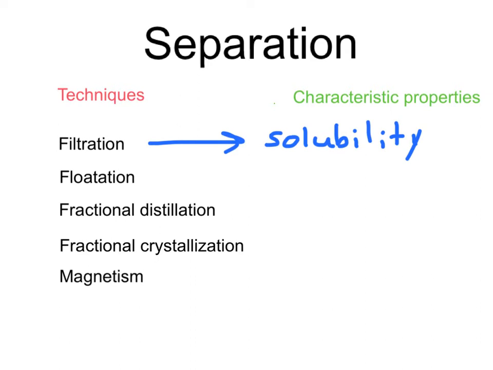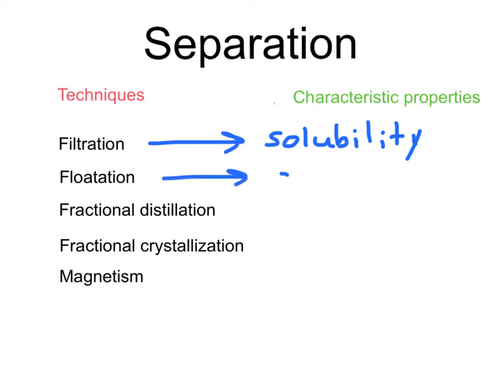So what's the difference in flotation? If I put sand and sesame seeds together and try and separate them by putting them in water, neither one will dissolve, but one of them will float and one of them won't. Well, why does one float and the other one sink? What's the characteristic property that they have that's very different from each other that allows that to happen?